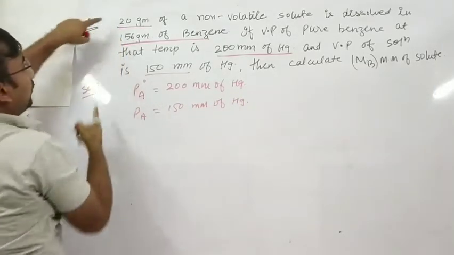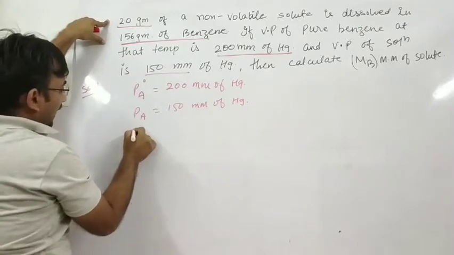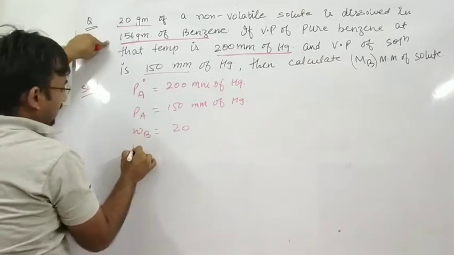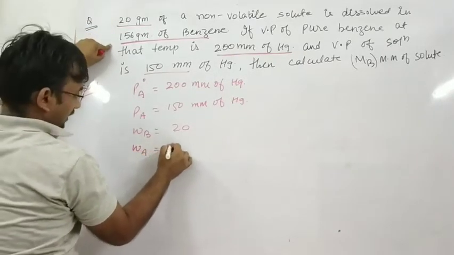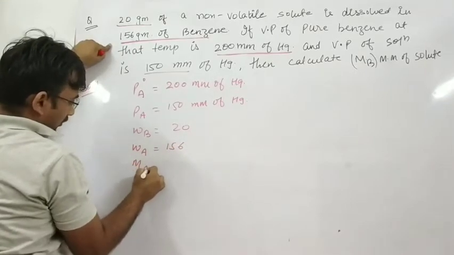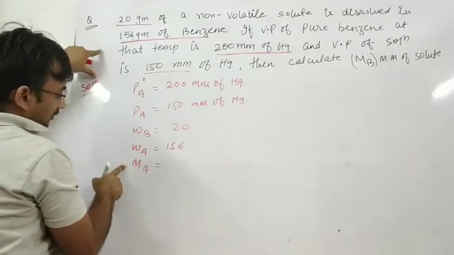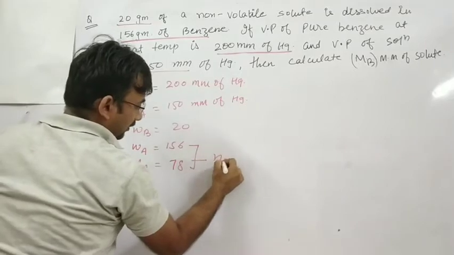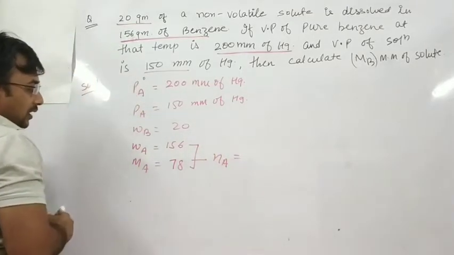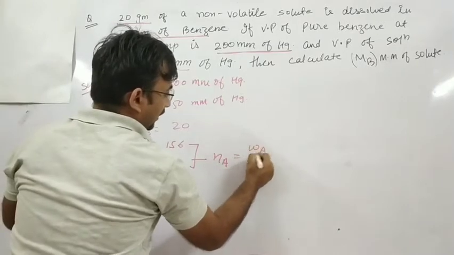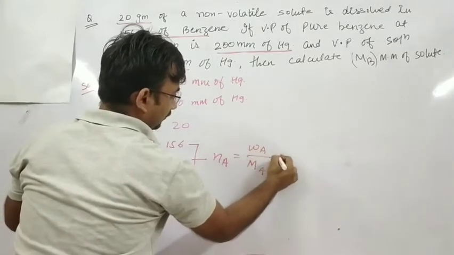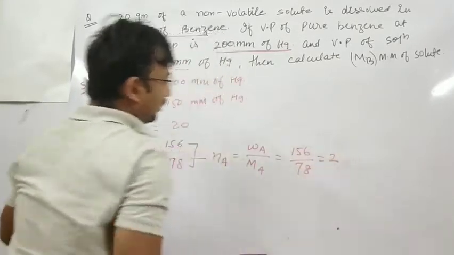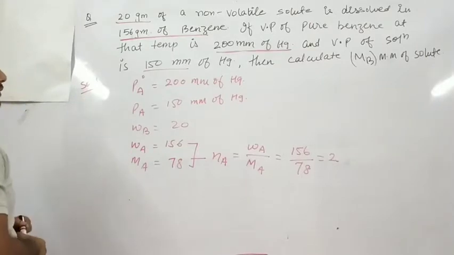This is your weight of solute, non-volatile solute, that means WB, which is given as 20, right? This is WA, 156. MA we all know, the molecular weight of benzene is 78. So from here, first we can calculate the number of moles of benzene. The number of moles of benzene is given mass upon molecular mass, which is 156 divided by 78. This is equal to 2. Is this clear to everyone?